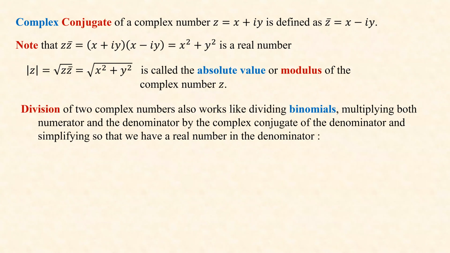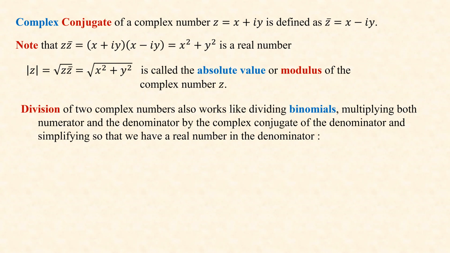All right. Now, how do you divide two complex numbers? The division of two complex numbers also works like a division of binomials. But then multiply both numerator and denominator by the complex conjugate of the denominator, and simplify so that we have a real number in the denominator.